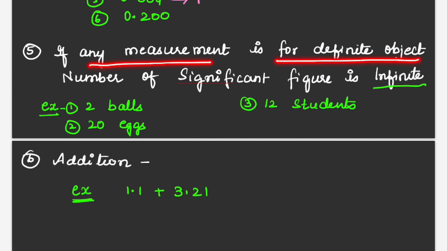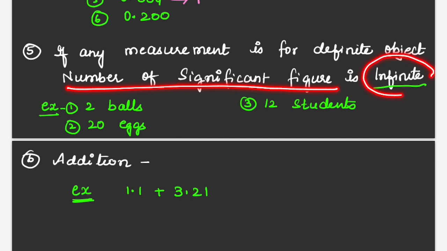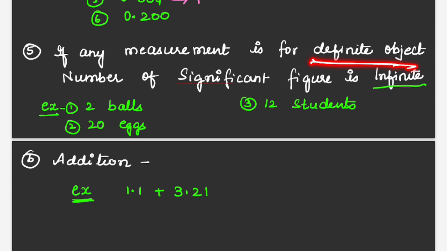We'll go for the next one. If any measurement is for a definite object, the number of significant figures is infinite. So very important. If it is a definite object, significant figures will be infinite. The meaning is, if you say 2 balls, this is a definite number of balls you are saying. Therefore here significant figures will be infinite. And here you are saying 20 eggs. Again there is a definite number of objects here. Therefore significant figures here will be infinite. Similarly, if I say 12 students, again it is a definite number of objects. Therefore the number of significant figures here will be infinite. So whenever there is a definite number of objects, you can say significant figures will be infinite.